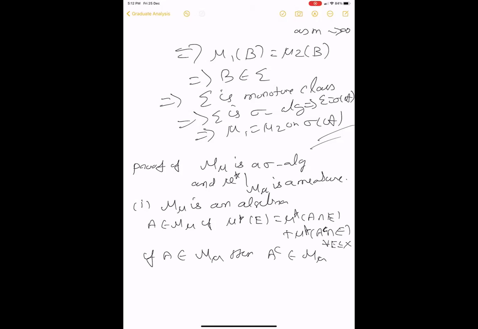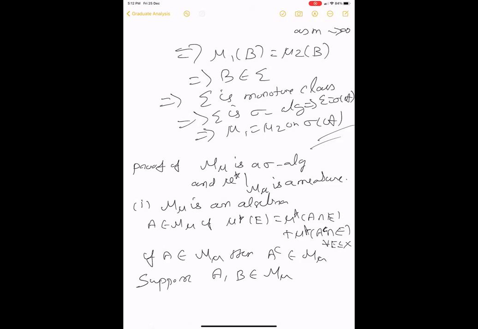So now we have to prove that it's closed. To prove that it's an algebra, all we have to prove is that it's closed under finite union. To prove that by induction, we only have to prove that it's closed under the union of two sets. So suppose A, B are two elements in mu. Then we want to prove that A union B is there.